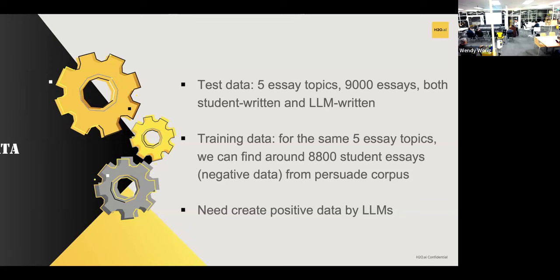And for the training data, we have around 8,800 student essays. Those are the negative data, and they are from the same 5 essay topics. So in this competition, for the training data, we are only given negative data points. To build a binary classifier, we need to create positive data by ourselves, and we will use LLMs to create data.